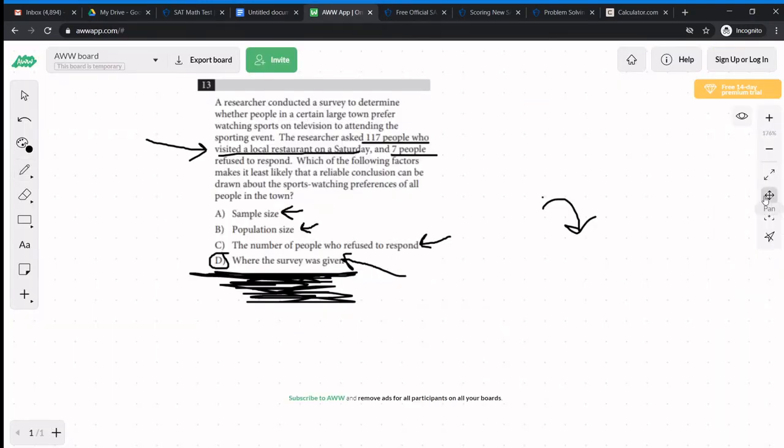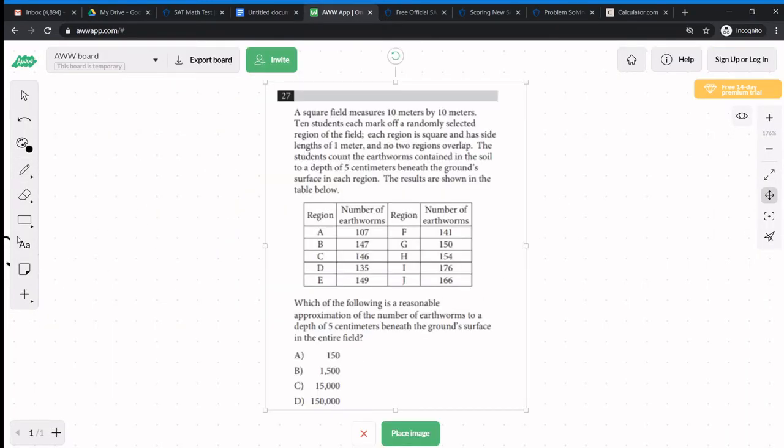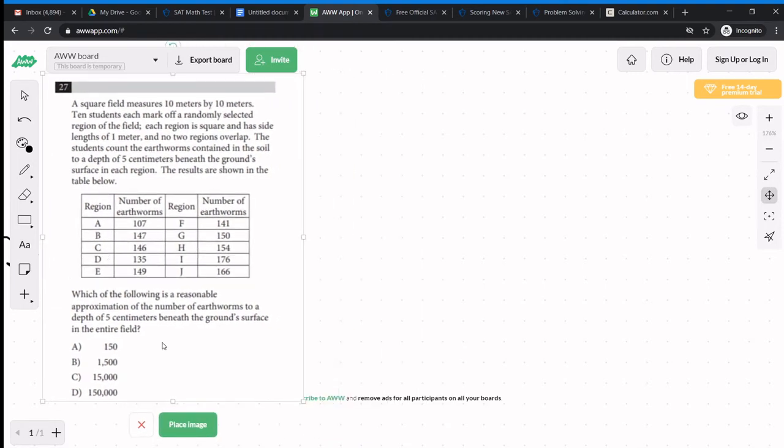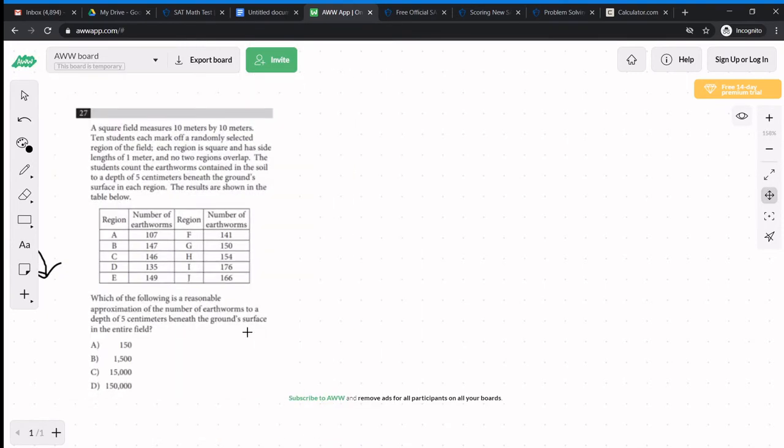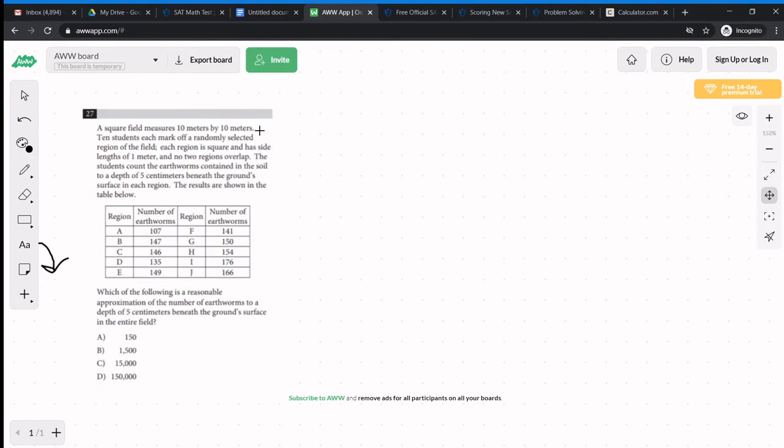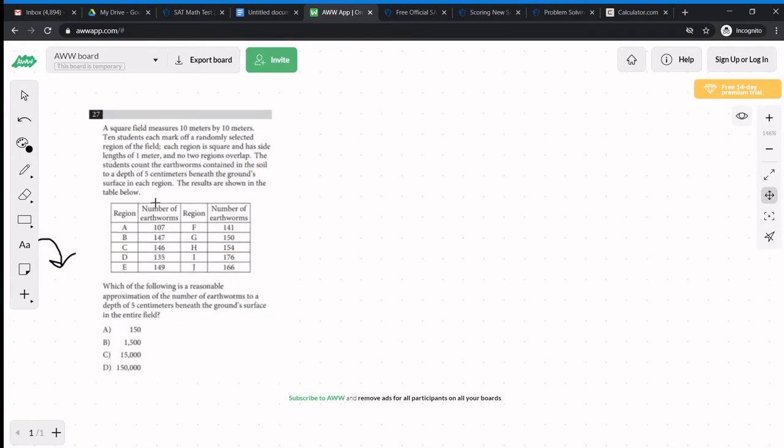A square field measures 10 by 10 meters. 10 students each mark off a randomly selected region of the field. Each region is a square and has side lengths of 1 meter. No two regions overlap. The students count the earthworms contained in the soil to a depth of 5 centimeters beneath the ground surface in each region. Results are shown in the table below.